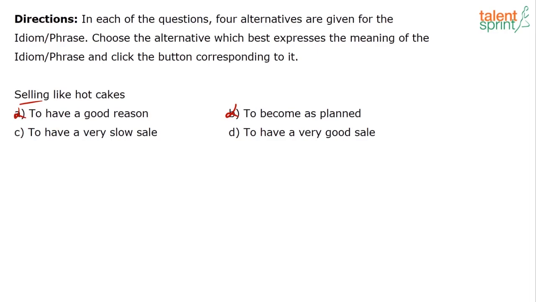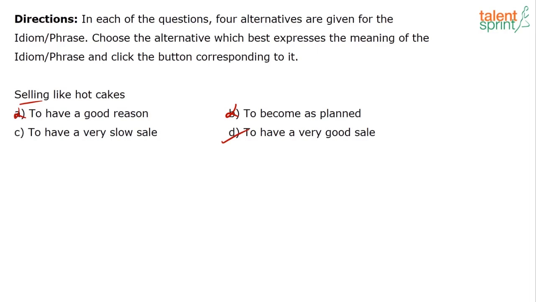Out of C and D, I need to decide. Selling like hot cakes. Imagine if something is hot, it's tastier. People want it, especially when you go somewhere, you buy something, you want to eat it then and there, right? Hot, if you eat, you feel nice. So if I say selling like hotcakes, it means something is going very, very fast, with a very good sale, right? So this is another way you can apply.